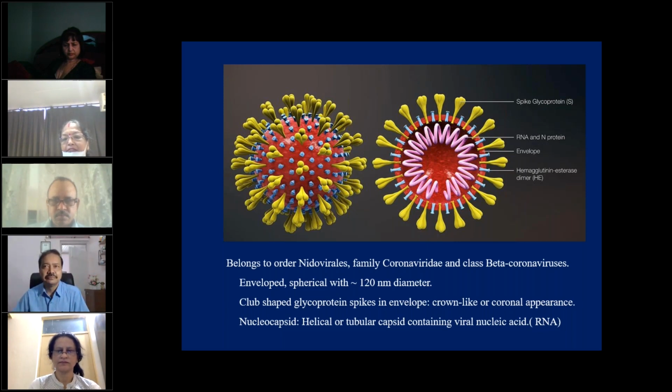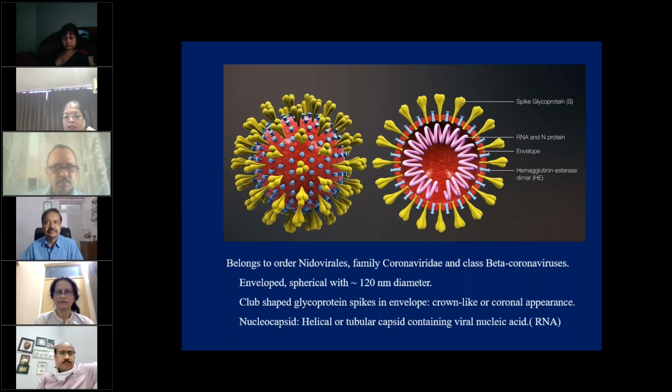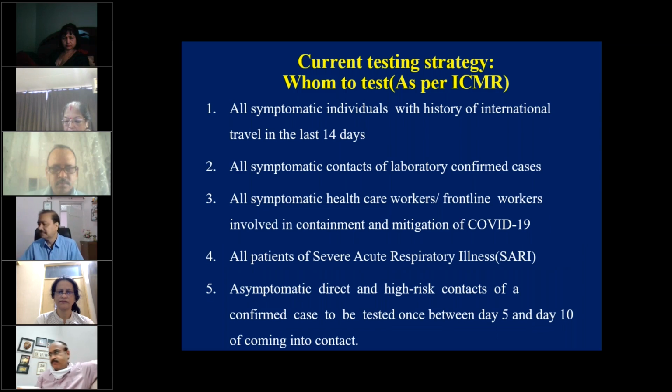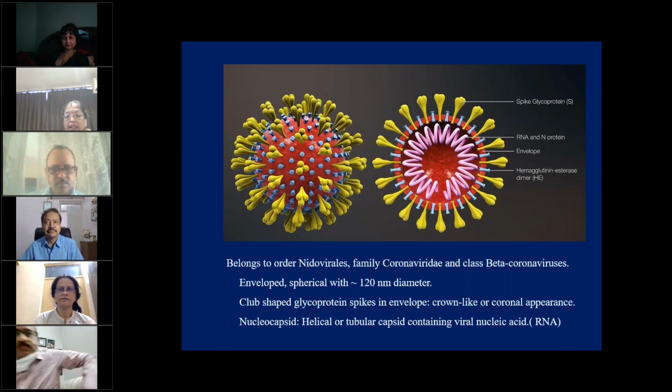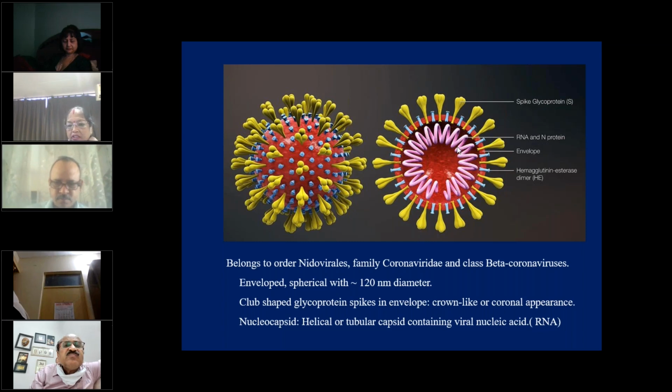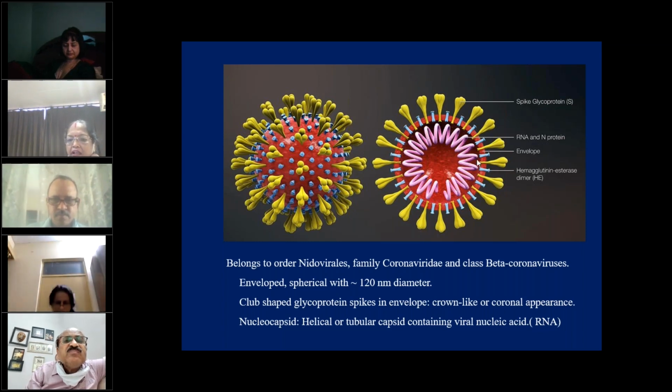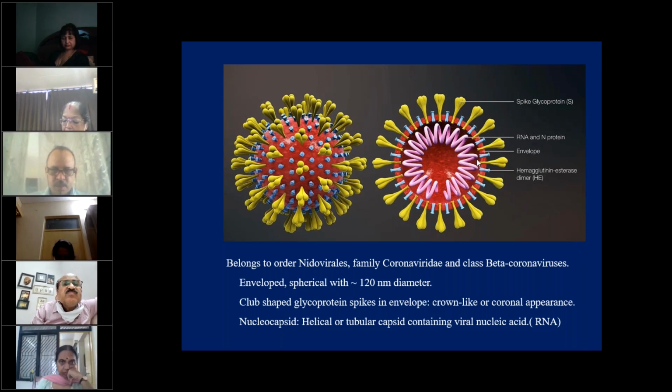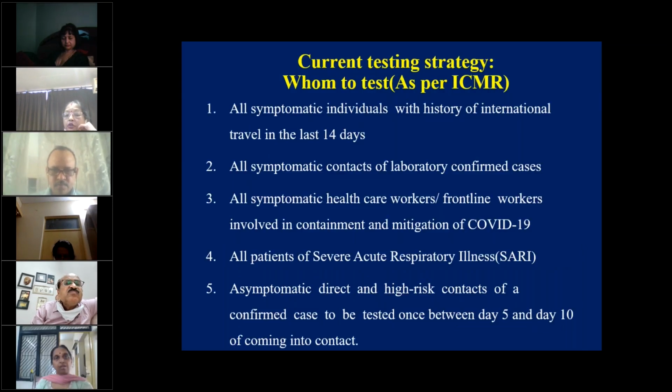Then it gives it a corona or crown-like shape. Then there is a nucleocapsid, that is RNA, which is again used in various targets, RNA and the protein. So there is this envelope, there's spike protein, and then there are hemagglutinin and esterase. In various further slides, we will see what are the various targets that are used. So we will have some idea.